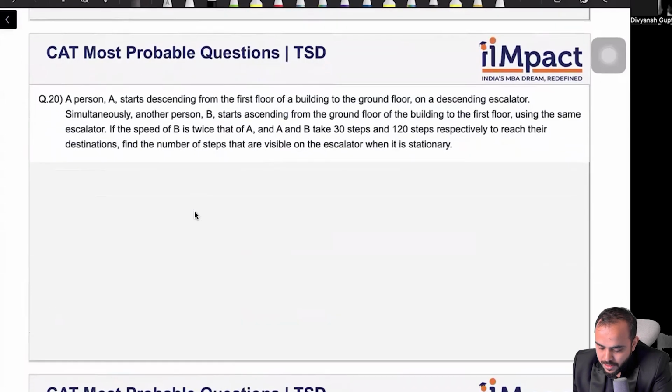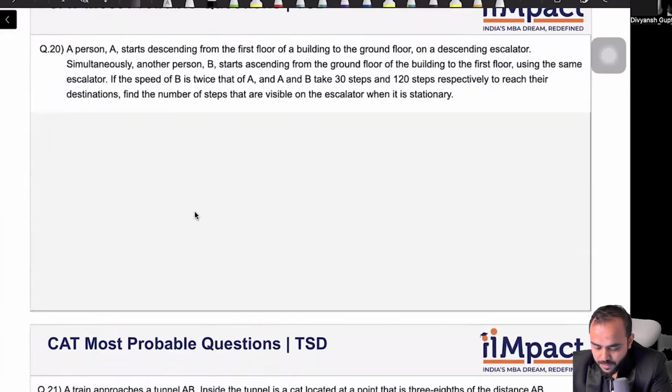Moving on. Person A starts descending from the first floor of a building to the ground floor on a descending escalator. Let's say the total number of steps is T, then the time taken by person A to reach the ground is going to be a plus e, because the escalator is also descending and the person is also descending, so the speeds will get added up.